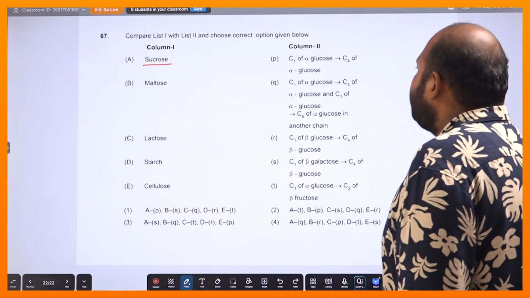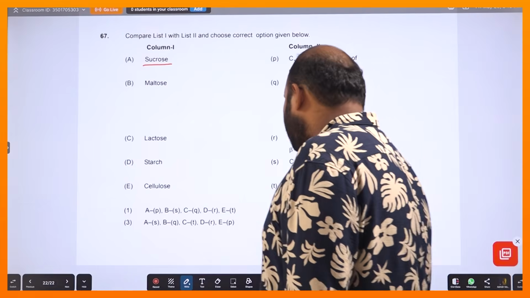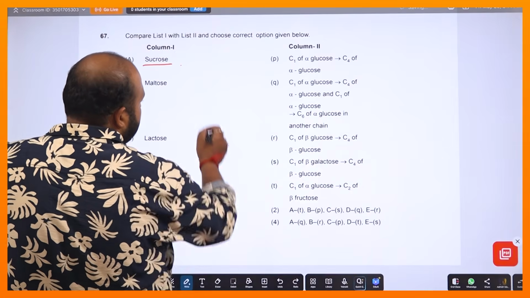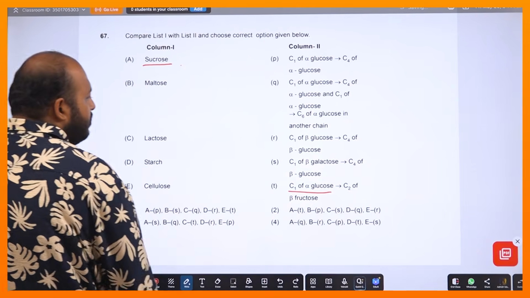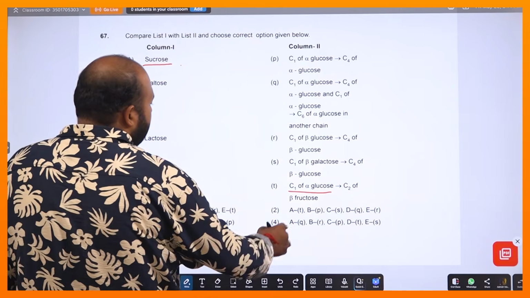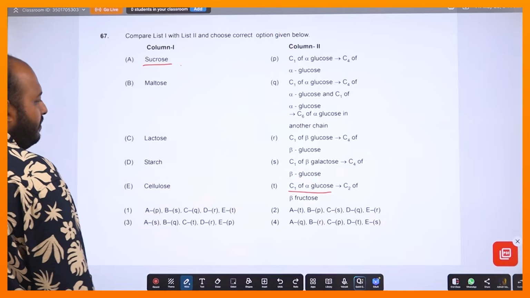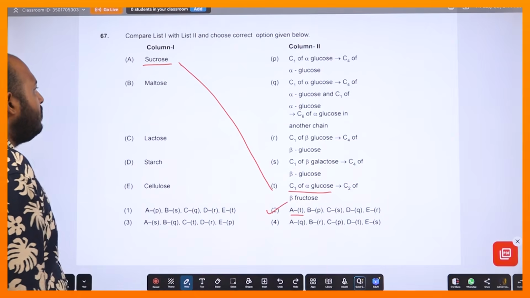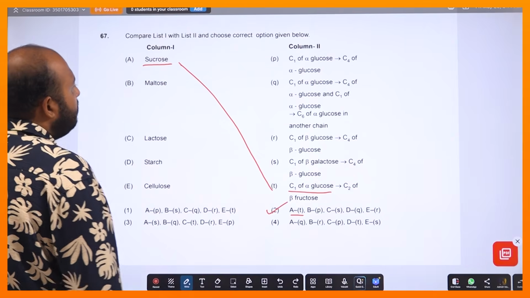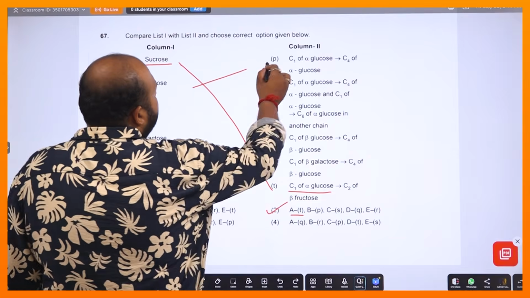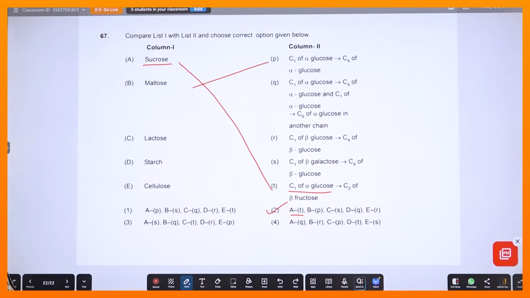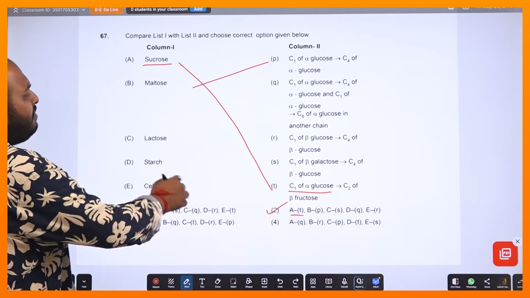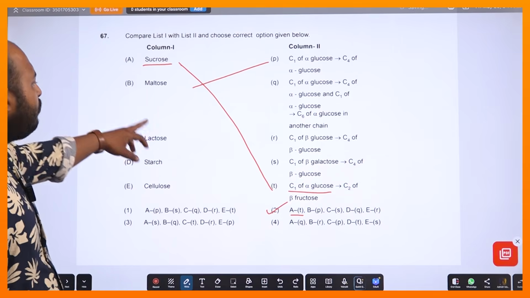As you know, sucrose is C1 of alpha glucose to C2 of beta fructose, so it will be A to T. If we check only one option, then we can say that it will be option 2. Then maltose is C1 of alpha glucose and C4 of alpha glucose. Okay. So we don't have to check any more. We can conclude from only one option.